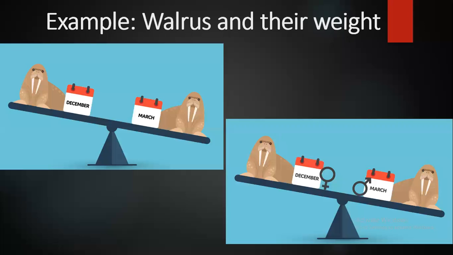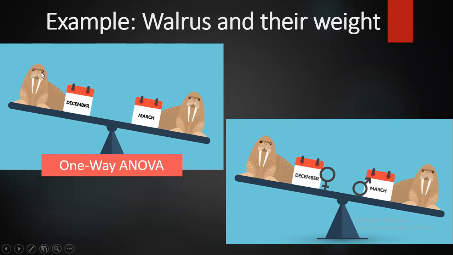Now the researchers will be analyzing the weights of the walrus from December, January, February and March, that is 4 months. These 4 months are nothing but 4 groups, along with the weight of the walruses. This is known as one-way ANOVA, because here the dependent variable is weight and there is one independent variable, that is month.